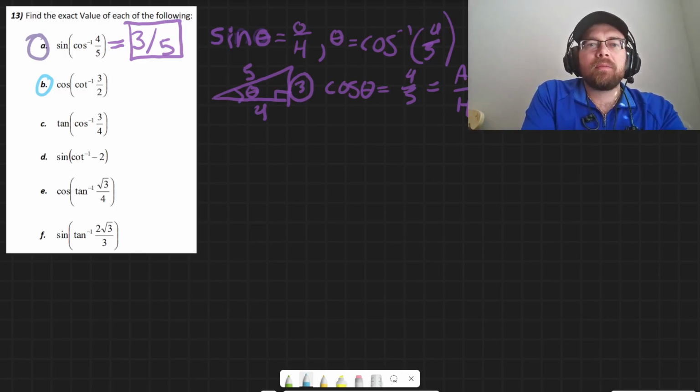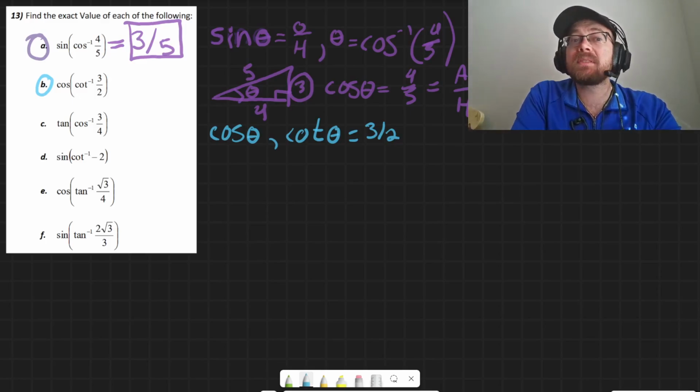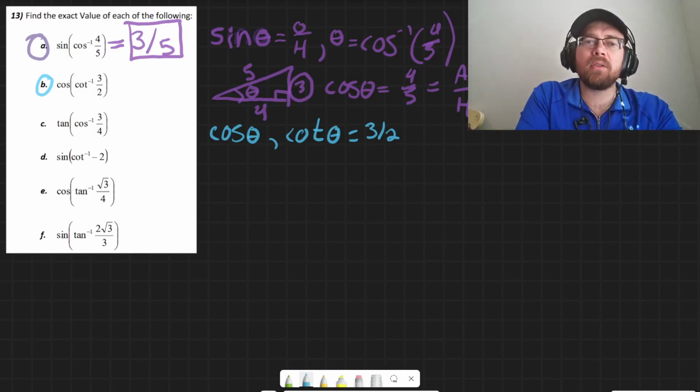So if we're looking for the cosine this time, right, then we're looking for the cosine of theta, which means that the cotangent of theta would be 3/2. Does that make sense? So I'm kind of skipping a step here. I would know that theta then would be cotangent inverse of 3/2 because I'm substituting cotangent inverse of 3/2 for theta, which means I'm now just simplifying it down. I'm just finding the cosine of theta, but that also means that the cotangent of theta would be 3/2.